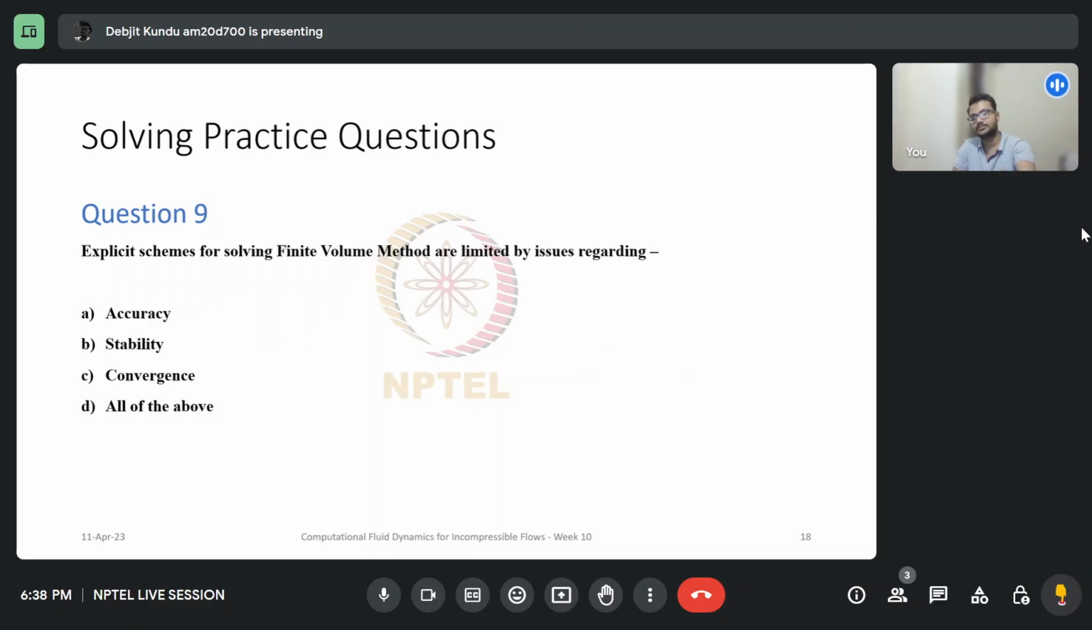So if I'm trying to solve finite volume method problems by using some explicit schemes, what is the limitation of it? What is the issue which arises out of that? Is it accuracy, stability, convergence, or all of the above?